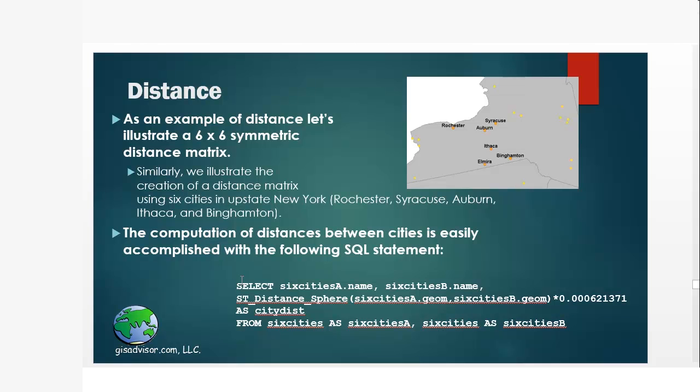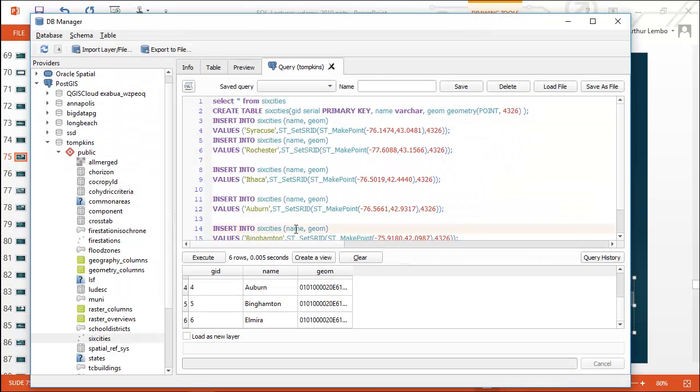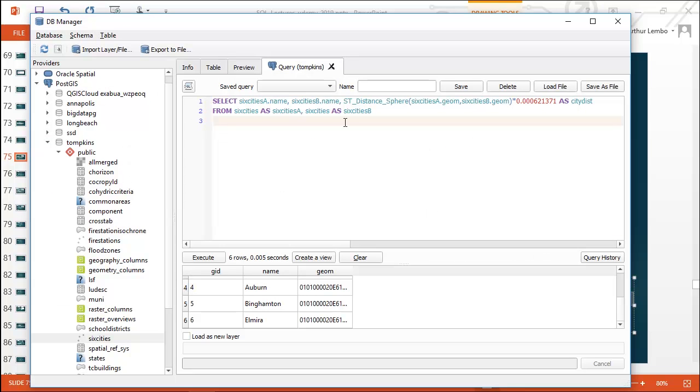Calculating distances between cities is actually really easy, and I'm going to just do that right here. And we'll copy this in here. So here you can see I'm using 6 cities as 6 cities A and 6 cities as 6 cities B. So I'm giving them aliases again. So I want to get the name of the 2 cities of A and B, right? And it comes from the same table. And because this data is in latitude and longitude, I'm going to use the st_distance_sphere.